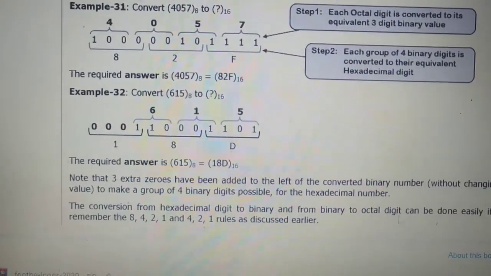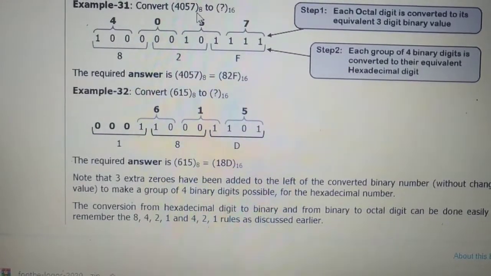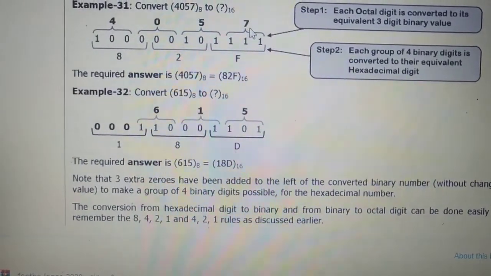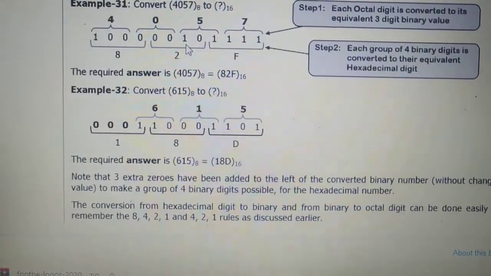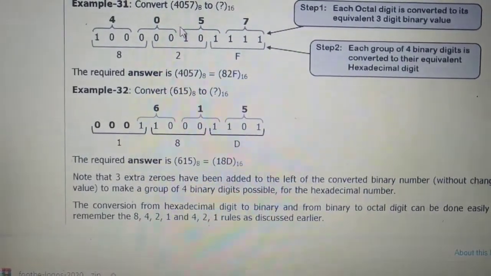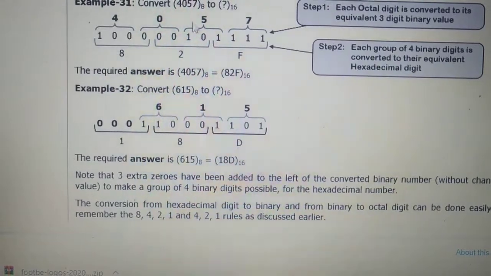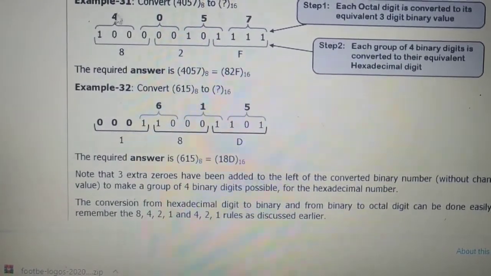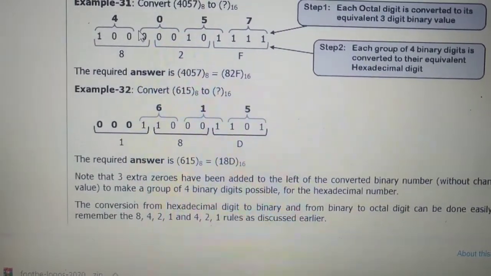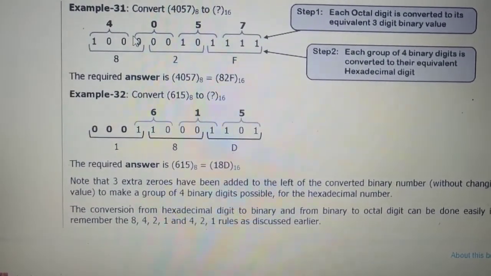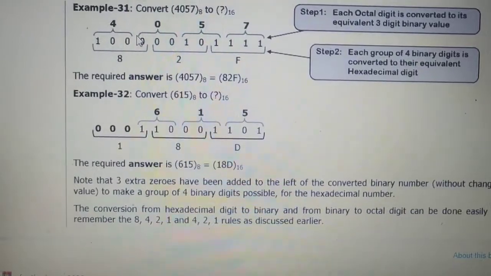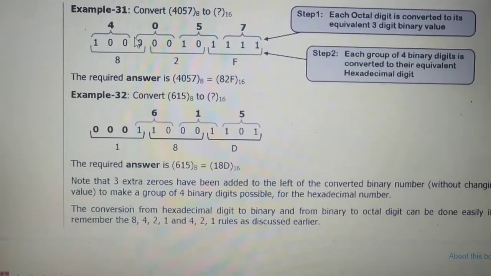So 7 in binary means 111. See, it is written 111. 5 means 101. See, it is written 101. Okay, 0 means 3 times 0 and 4 means 100. So that is what we have written. And now if you convert it into hexadecimal, hexadecimal is a 4-bit representation, right? So from right hand side to left hand side we will club 4 digits each.